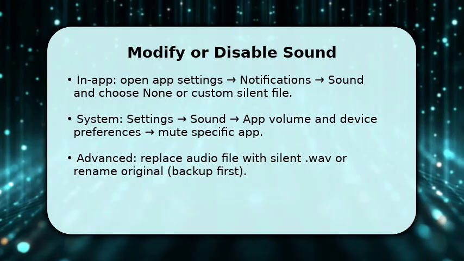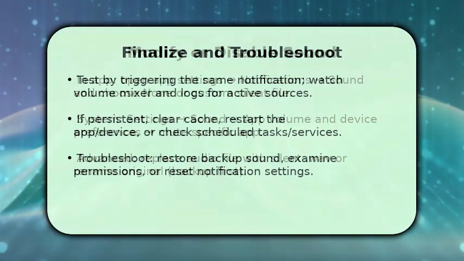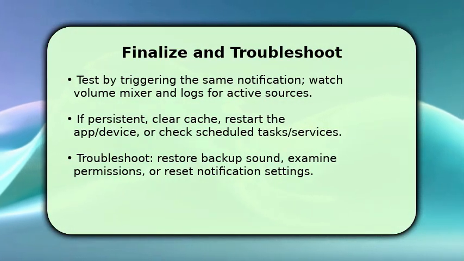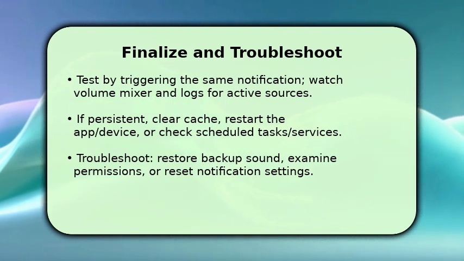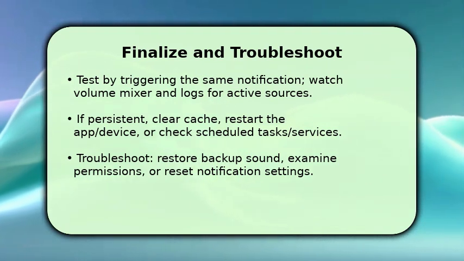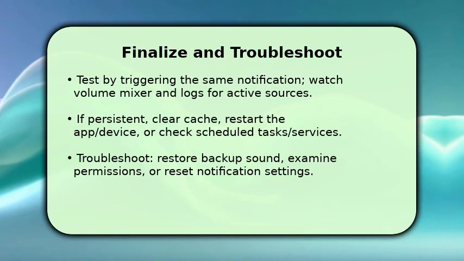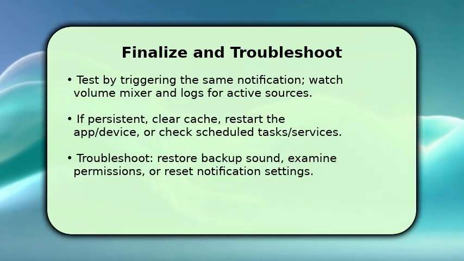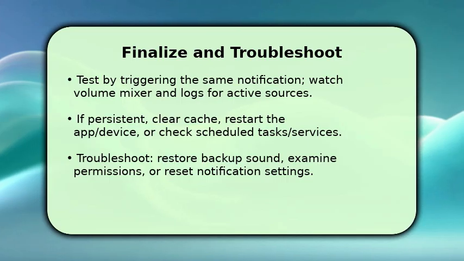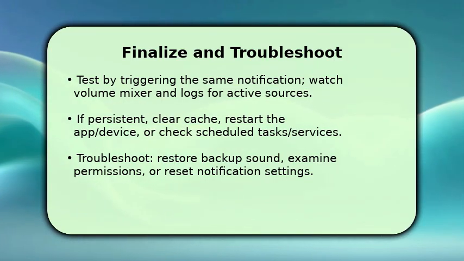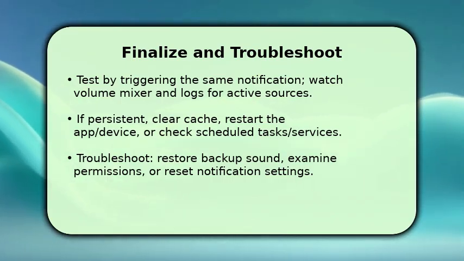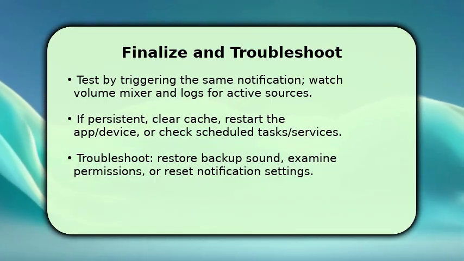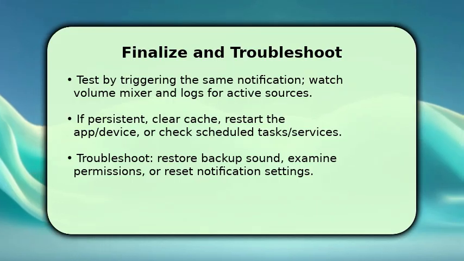Finish by reproducing the notification and confirming silence. Trigger the event and watch the volume mixer or system logs to ensure the muted app is not producing sound. If the tone persists, clear the app cache, sign out/in, and restart the device. Sometimes a background service or scheduled task replays the alert. If that still fails, restore the backed up original sound to revert safely. Then examine notification permissions, or fully reset the app's notification settings to remove any stubborn overrides.